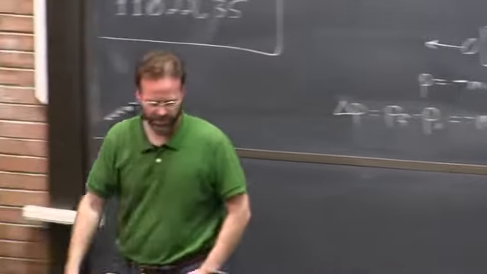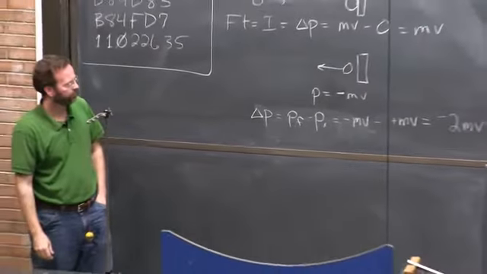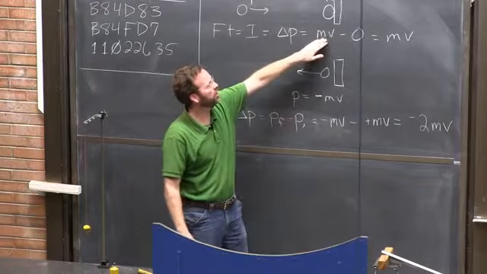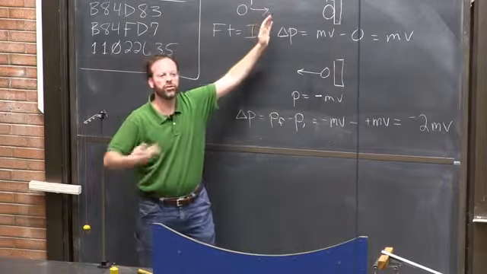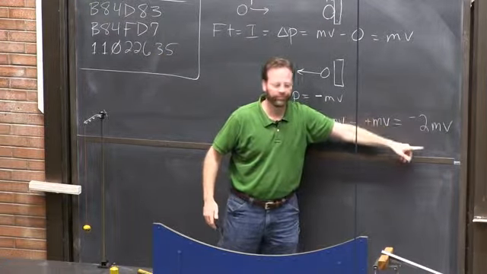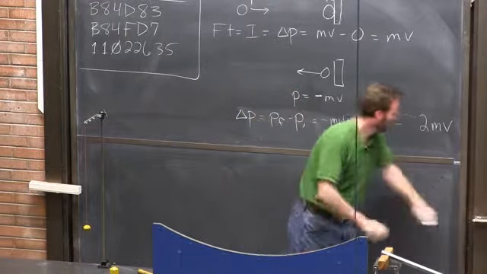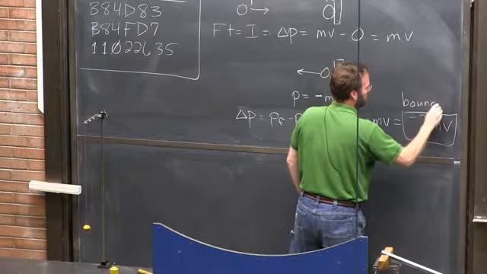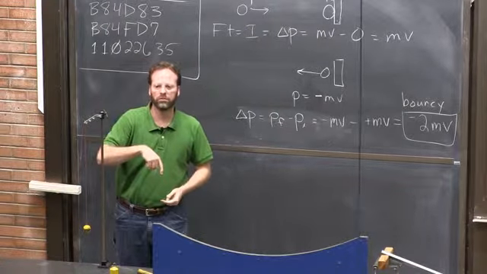Pause, let you write that, let it sink in. Another way to think of it: we saw it had a change of mv when it stops, but now it's going to go from 0 back to mv, another change of mv. So the magnitude of it is twice. Well, there's the real way I'd like you to think of it. The bouncy ball has twice the change of momentum as the sad ball, the non-bouncy ball.